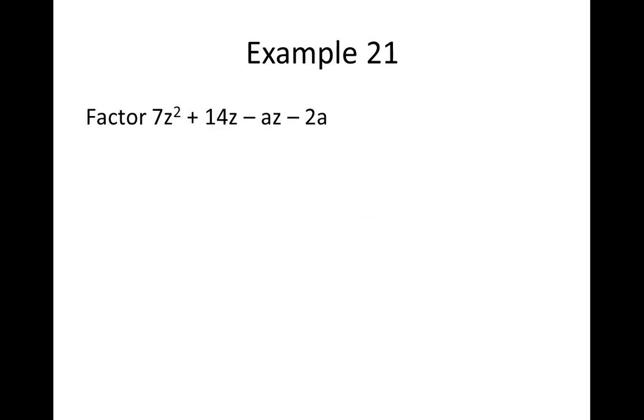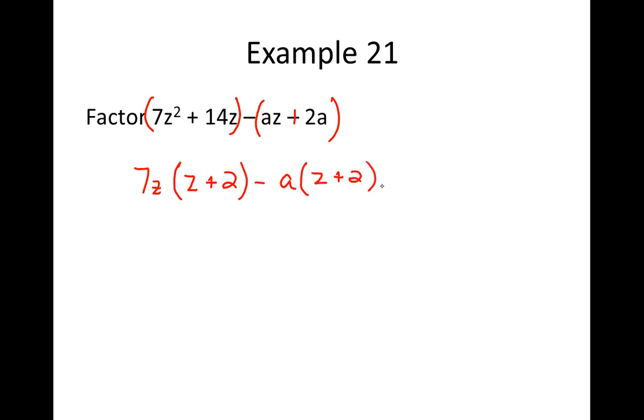Example 21. Try this one. Okay. Do my group. Except this time you got to be careful. When I put a parentheses here inside of a negative, that's going to change that sign. So I can pull out a 7z, and I'm going to be left with z plus 2, minus, pull out an a, and I'm left with z plus 2. Again, isn't that nice? If you ever end up with the signs a little bit off, you may have forgotten to do that. So what can I pull out? Z plus 2, left with 7z minus a.